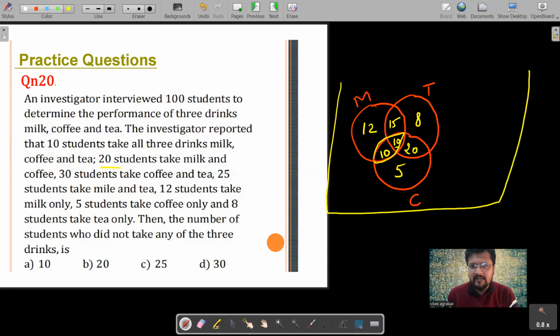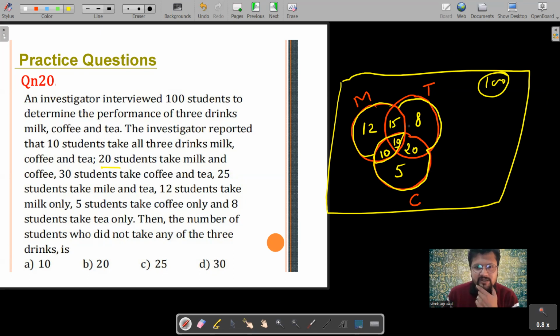We have been given that the total universal set comprises 100 elements, right? So we'll find out what is inside this whole boundary, and that will be nothing but the sum of all these elements. So 12 plus 15, that is 27, plus 8, 35, 35 plus 40, that is 75, plus 5, 80. So this whole boundary consists of 80 elements. So outside of this boundary will be 20, right? That's how 20 is the correct answer.